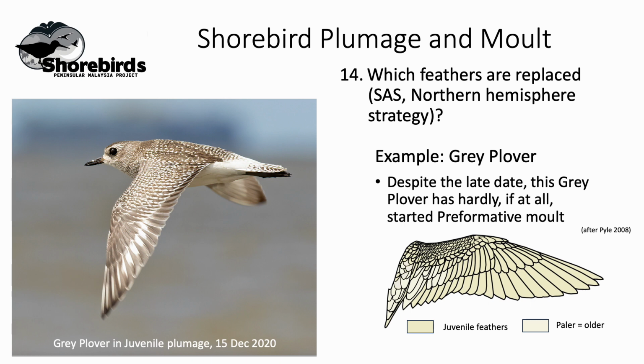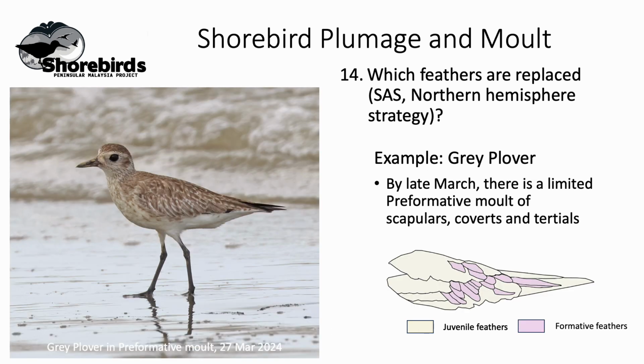So that's a feature of SAS preformative molt, that it tends to start later than complex alternate strategy preformative molt. By late March, there is a limited and slow molt of some scapulars, coverts and tertials. As you can see on this bird, the remainder of the feathers, the juvenile feathers, are pretty worn, and I've just tried to pick out the feathers that have been molted on the diagram shown in pink here.